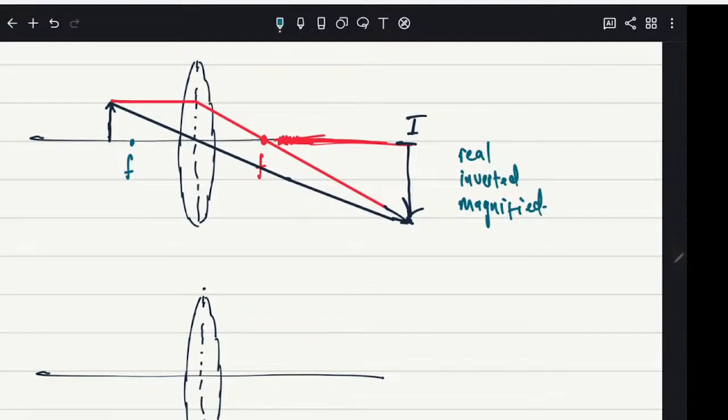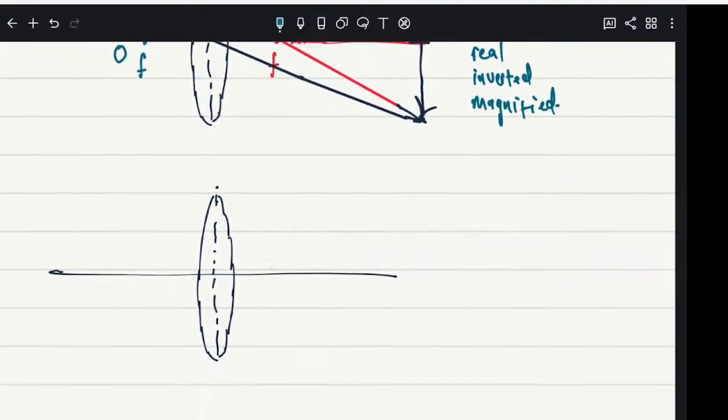If the object is just after one focal length. Am I being heard? If the object is going to be exactly at 2 focal lengths, you get an image which is exactly at 2 focal lengths.